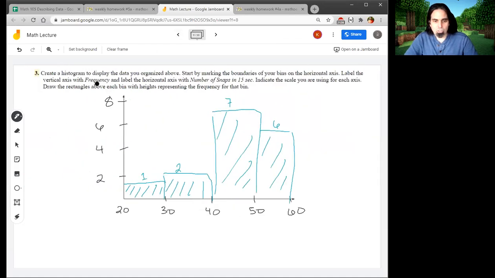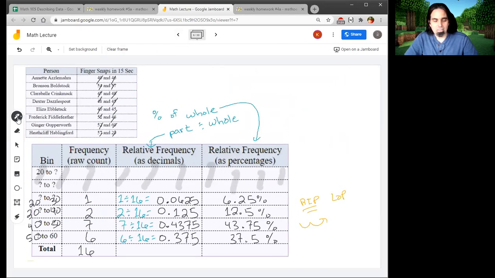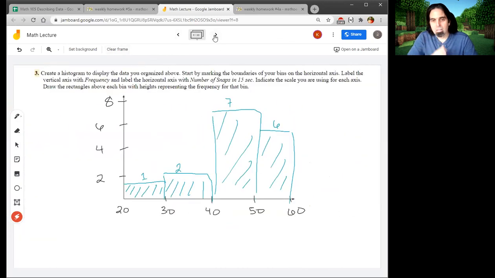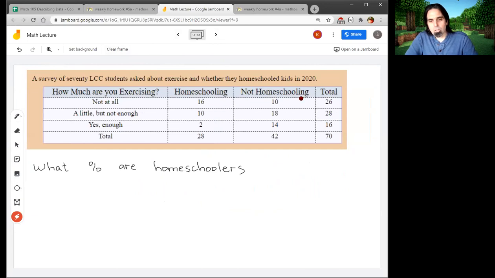Before, all of our charts just had two columns. Right? It was what were the bins, and then what was the number for the bins, or something like that. Here, our chart has categories. How much are you exercising? We have some people homeschooling and some people not homeschooling. And among each of the groups, how much are they exercising? Not at all, a little bit but not enough, or yes, enough.